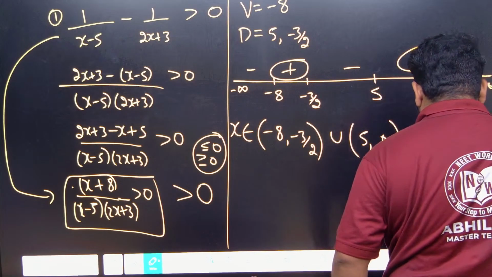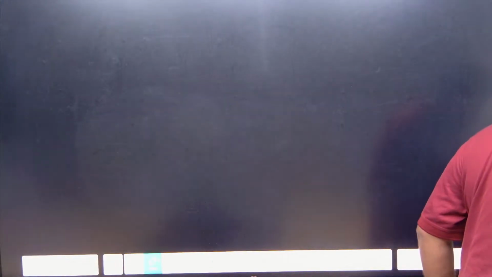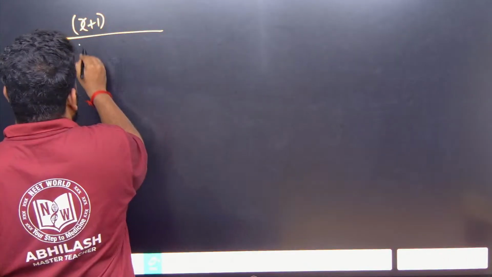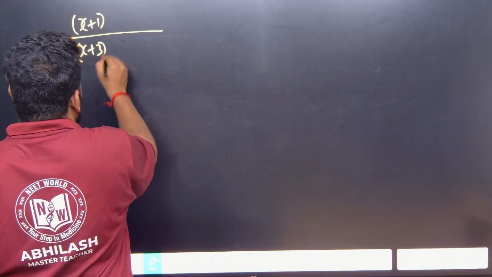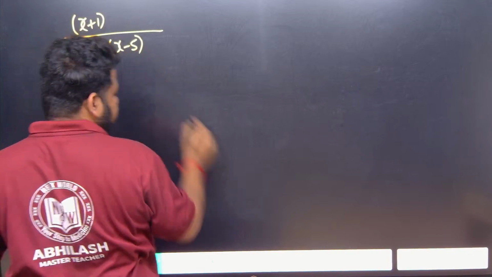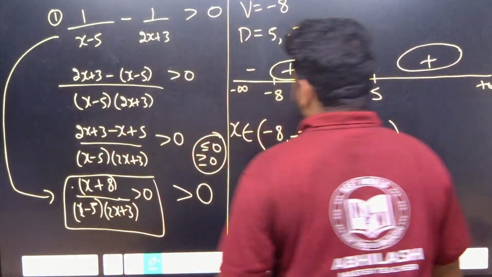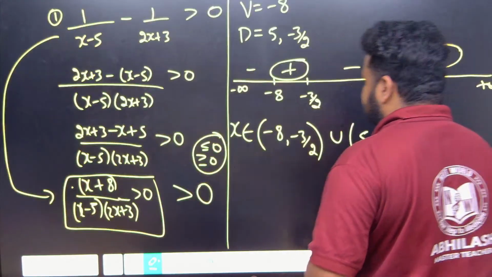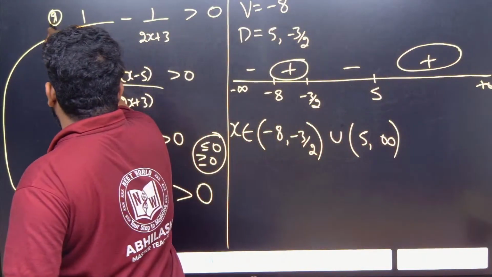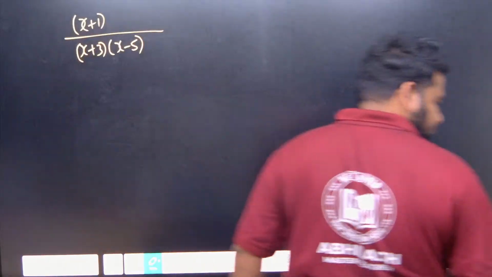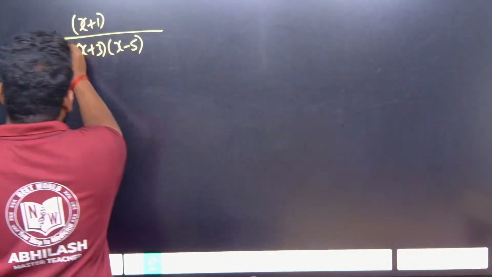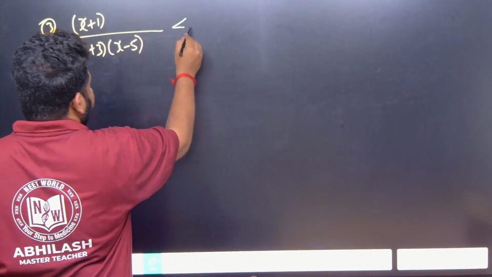Okay, let us go to the next question. x plus 1 by x plus 3 into x minus 5. This is question number 3, and it is less than or equal to 0. So we have to solve this.